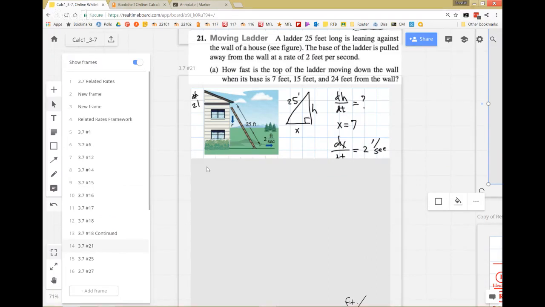But anyway, the question is, how fast is the top of the ladder moving down the wall when they're pulling the bottom of the ladder at a rate of 2 feet per second? And it won't just be 2 feet per second. It's not that simple.